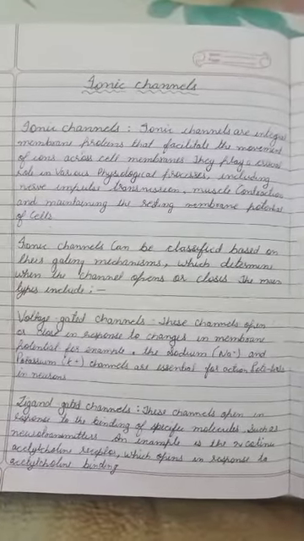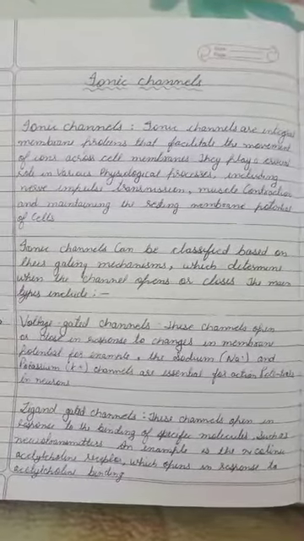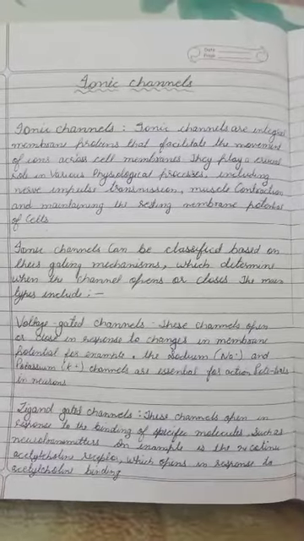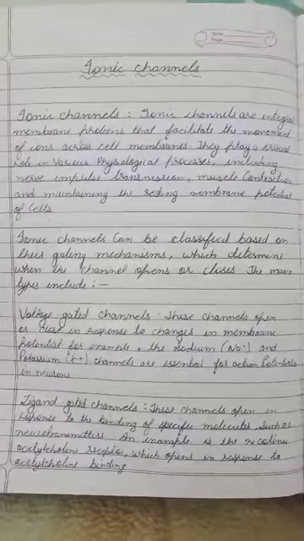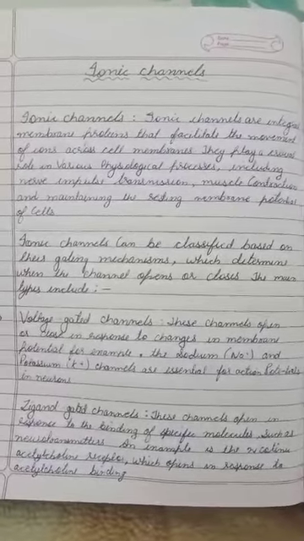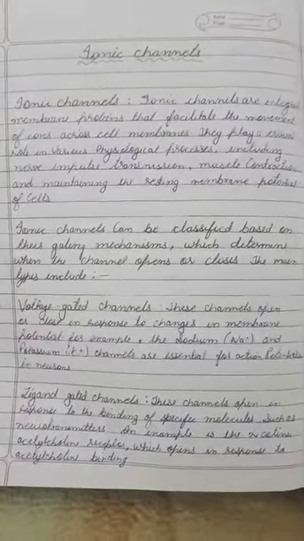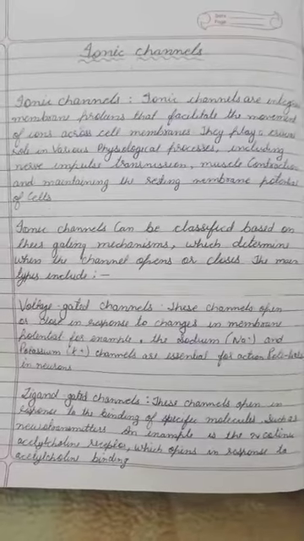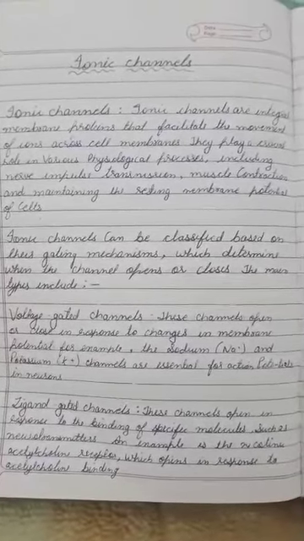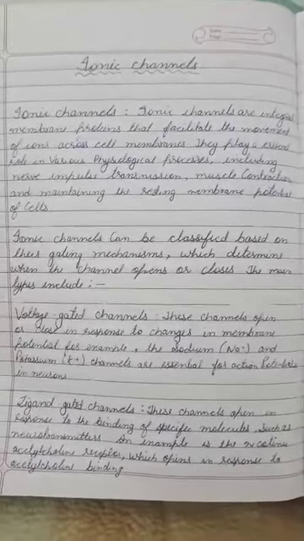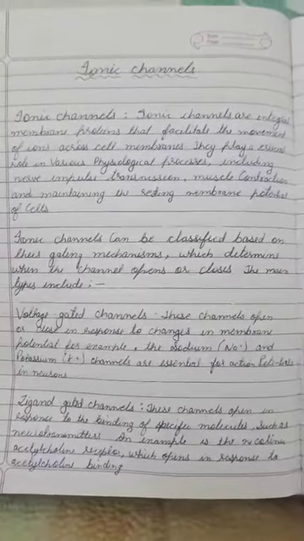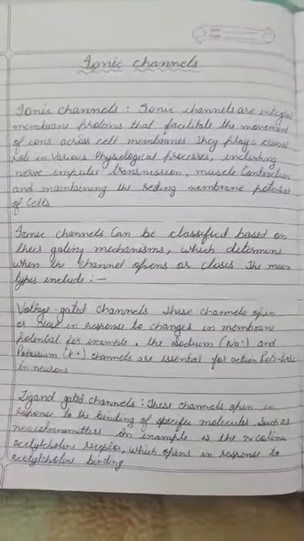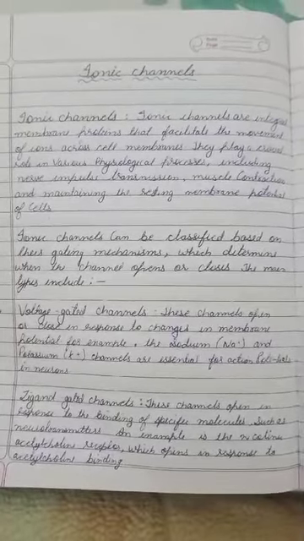Ionic channels. Ionic channels are integrated membrane proteins that facilitate the movement of ions across the cell membrane. They play a crucial role in various physiological processes, including nerve impulse transmission, muscle contraction, and maintaining the resting membrane potential of cells.